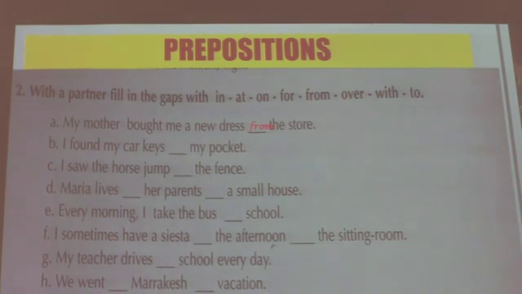Now, I found, the past of the verb to find, I found my car keys, the keys of my car, in my pocket. So of course, we put something in the pocket, okay, inside the pocket. So I found my car keys in my pocket. Yes, I saw, the verb to see in the past, the horse jump the fence. Okay, a fence is a kind of barrier, like a hurdle, okay? So I saw the horse jump over the fence, okay, we jump over.